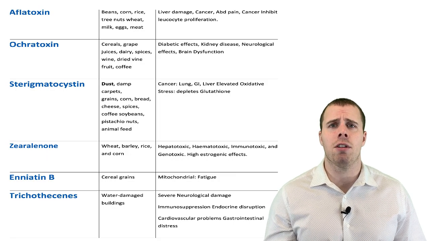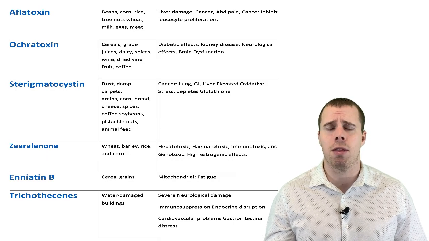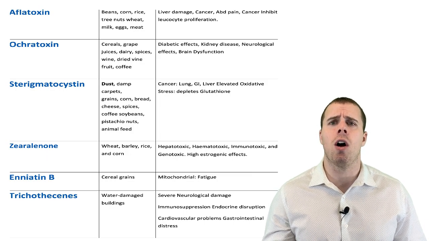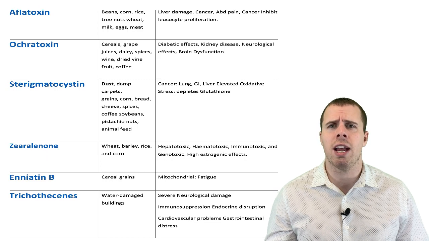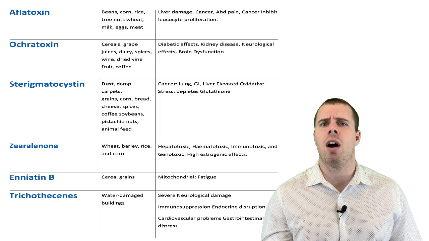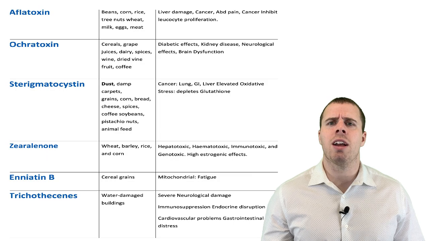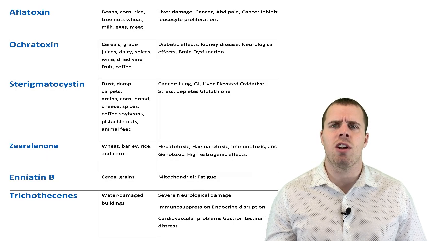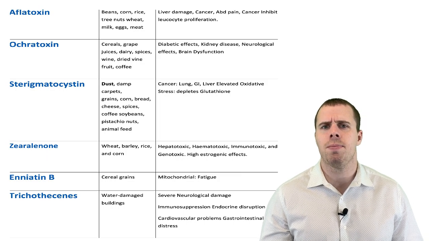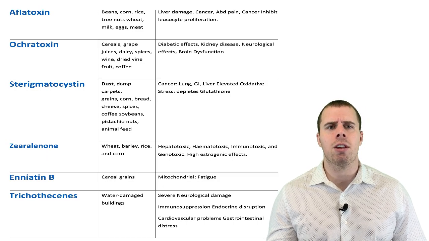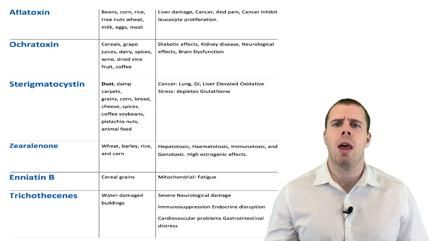So real quick, we have the aflatoxin. You can see beans, corn, rice, some other foods, and it creates a lot of liver damage with long-term exposure. We've got ochratoxin, in some cereals and grains. This can create a lot of blood sugar instability, kidney issues, neurological issues. Then we have sterigmatocystin, with large exposure to dust. Again, this can cause GI issues, liver issues, possible cancer issues. Then we have the zearalenone, which is in wheat, barley, rice, corn. Those are some other common exposures.